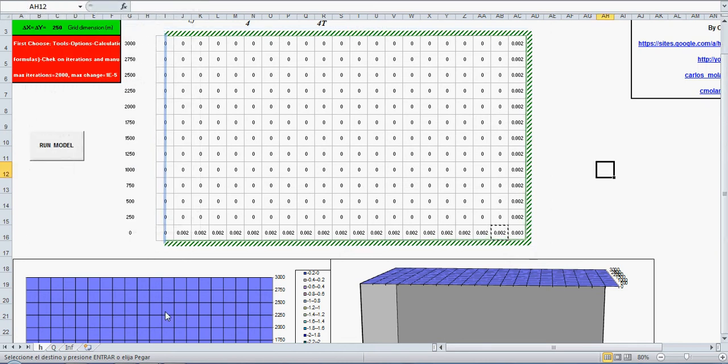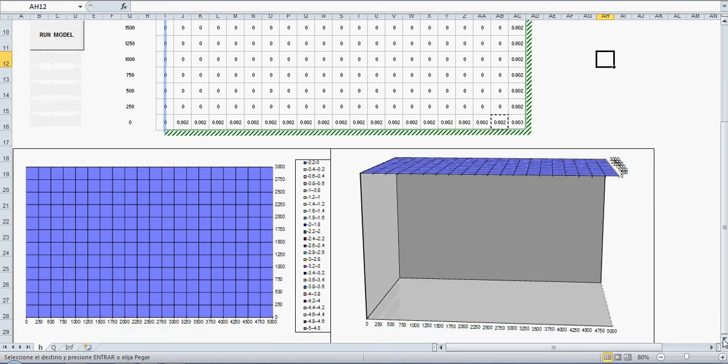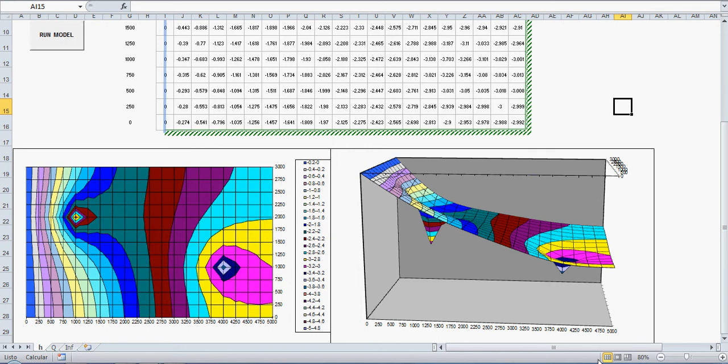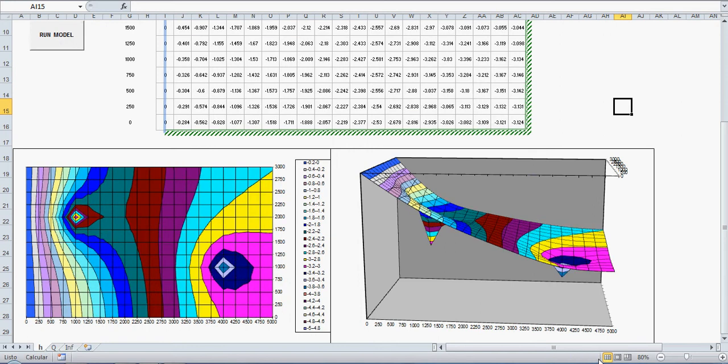Let's begin. Remember, you can use F9 or just run the model here, and you can see in the bottom part the number of iterations. So that's our solution.